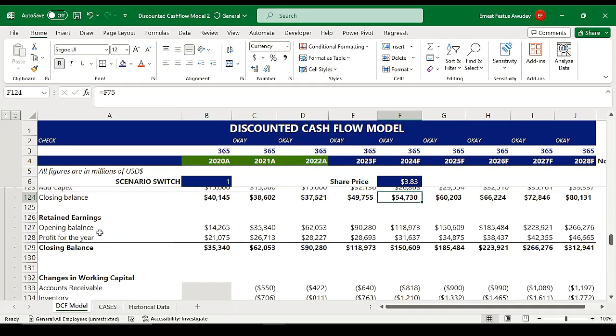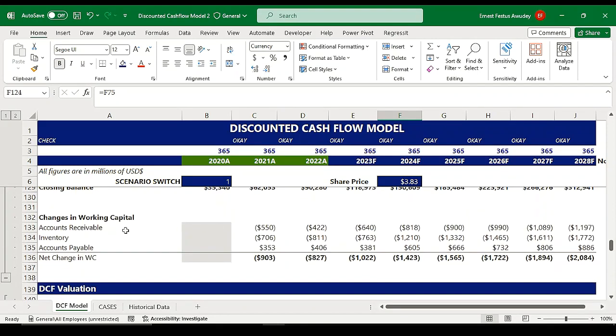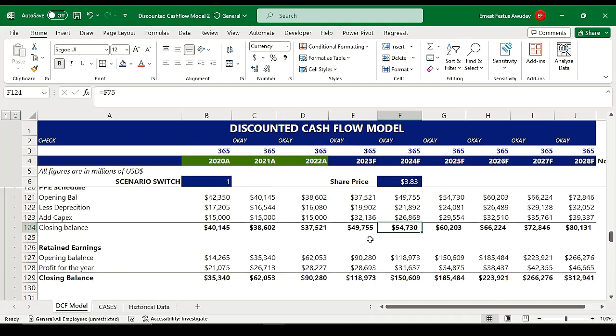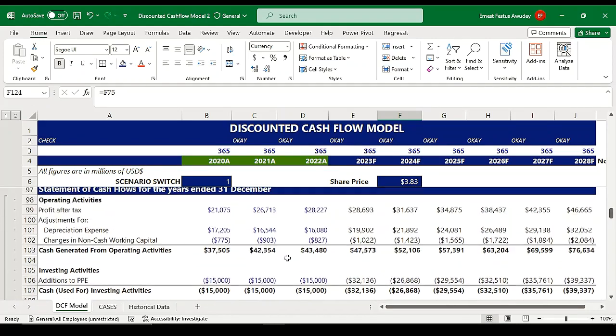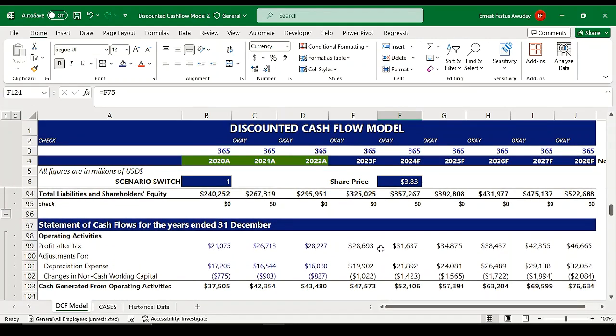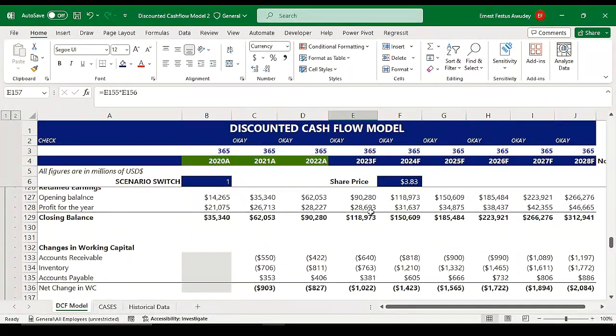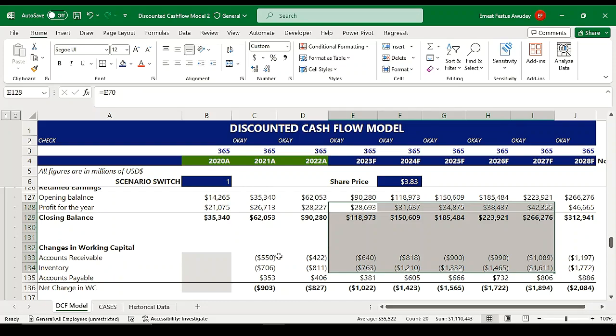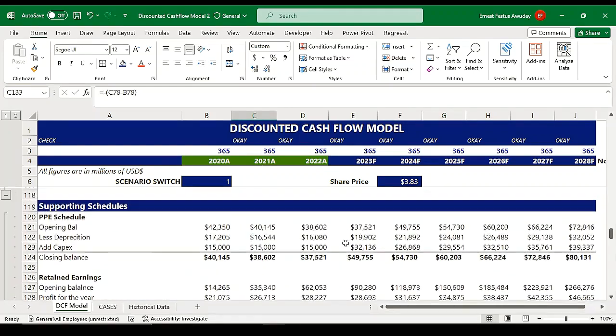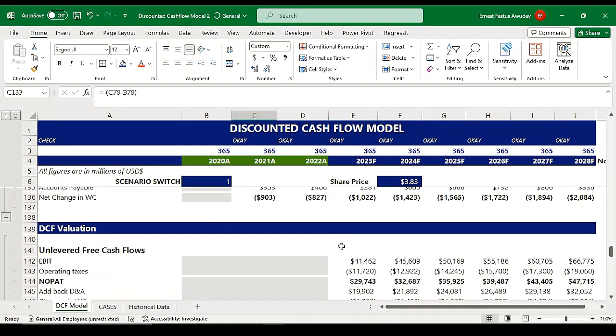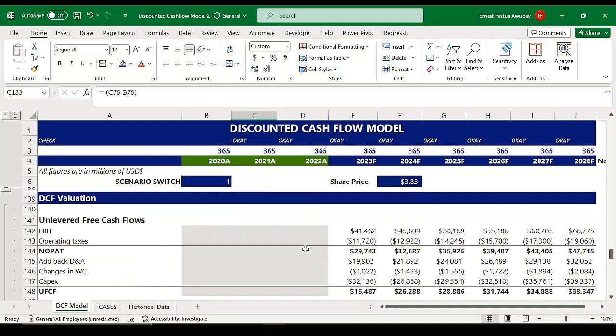We used the retained earnings schedule to obtain our retained earnings balance in the balance sheet, and then also we used the changes in working capital to get our net change in working capital, which was used within our cash flow statement. So this is a very nice model that we built together. After building the three statement financial model, as we have seen here, together with the supporting schedules, we went ahead to build the DCF valuation model.